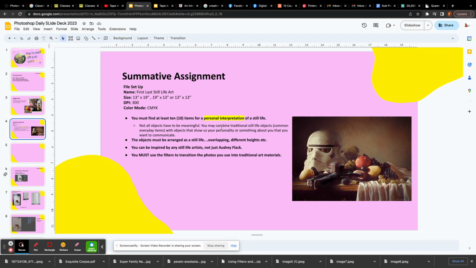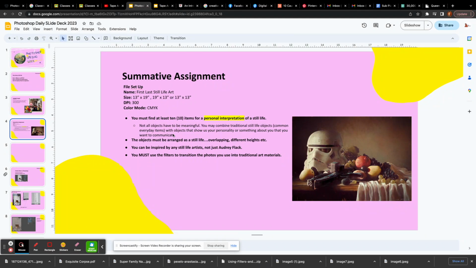You must find at least 10 items for a personal interpretation of a still life. Not all the objects have to be meaningful. You may combine traditional still life objects, common everyday objects, with objects that show us your personality or something about you that you want to communicate. You are communicating something about yourself through the still life. Whatever that is, the objects must be arranged as a still life: overlapping, different heights, etc.